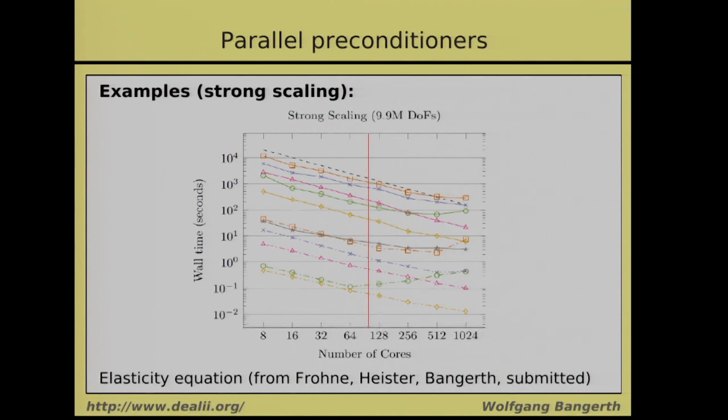Here's another example from a paper by Jörg Fohne, Timo Heister, and myself, where we solve elasticity problems as part of an elastoplastic contact problem. And again, you see that if the problem is small enough, less than 100,000 unknowns, so in the left half, everything scales nicely.